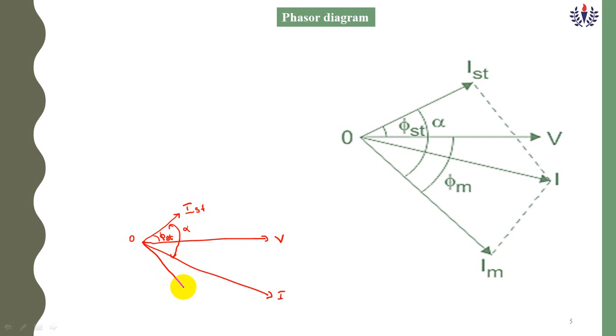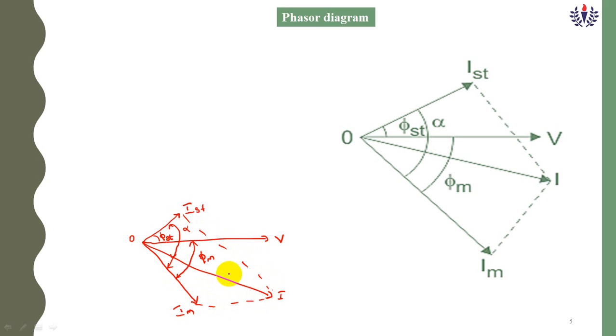Then the Im current is very high compared to the starting current, so the angle between IST and Im I can extend as alpha. I can make it a common notation called alpha. The angle between V and Im is phi m. Now you have to join these points. This is the phasor diagram.